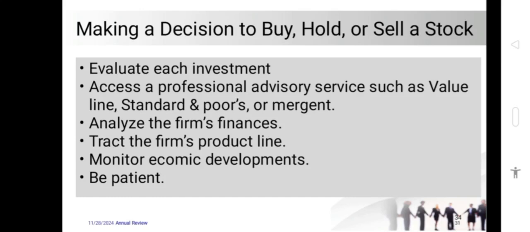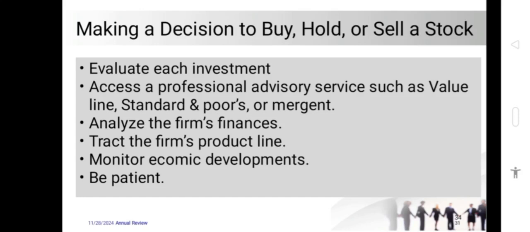Next is analyze the firm's finances. The purpose is to understand the financial health and stability of the business. This includes reviewing the income statement, balance sheet, cash flow, and profitability metrics, which are critical for making informed decisions and ensuring long-term viability.